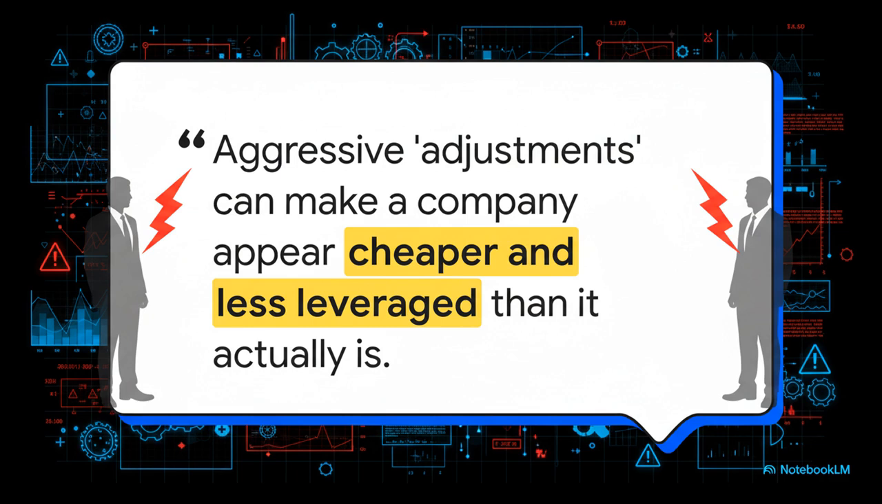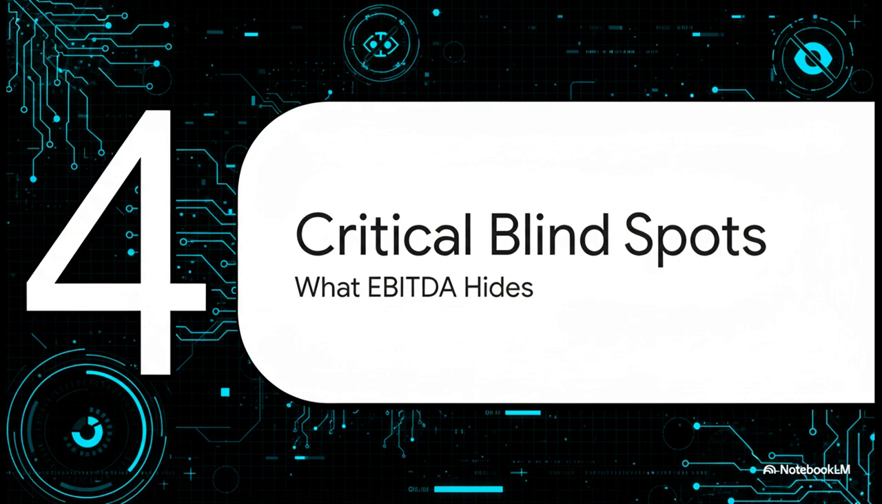In fact, think about this. Arguments over what should or shouldn't be in the adjusted EBITDA number are at the center of nearly 40% of all M&A disputes. It's a big deal. And that leads us to probably the most important part of this whole discussion, understanding what EBITDA doesn't tell you, because it has some absolutely massive blind spots.